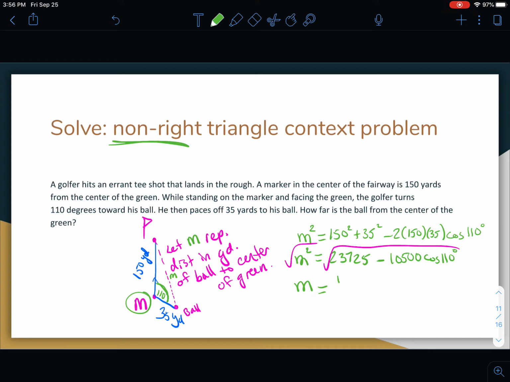And what I get here is plus or minus 165.276. And of course, this is an estimate, so we want to say it's approximately equal. Now, you do have to show both of the answers because both of these are algebraically solutions. But then when we answer our question, we're going to say the ball is approximately 165.276 yards from the center of the green.